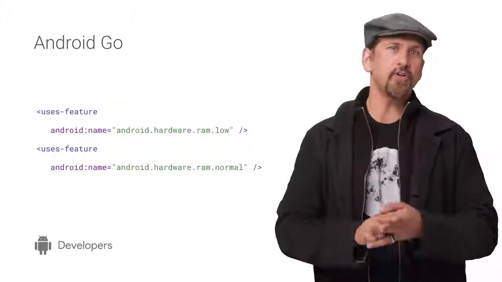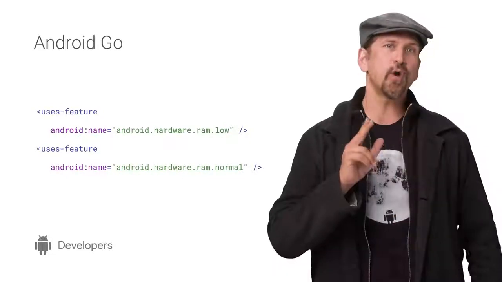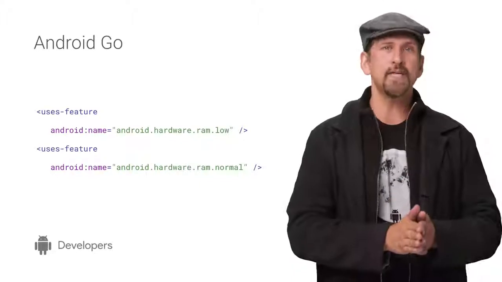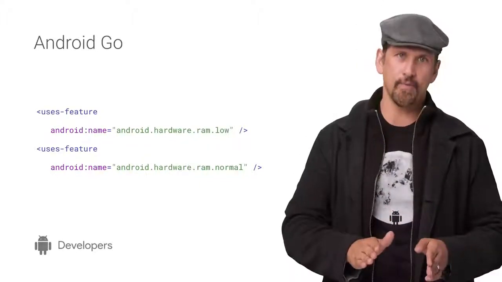In addition, we've added new hardware feature constants so you can now target the distribution of your apps and APK splits to normal or low RAM devices if they're running Android 8.1 and later.